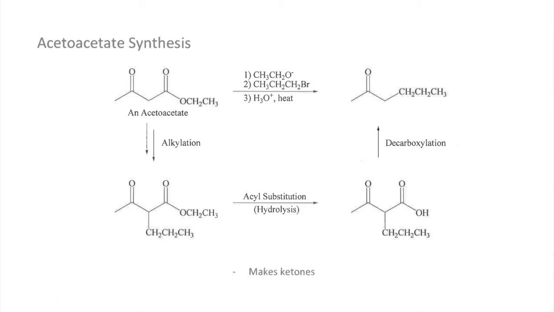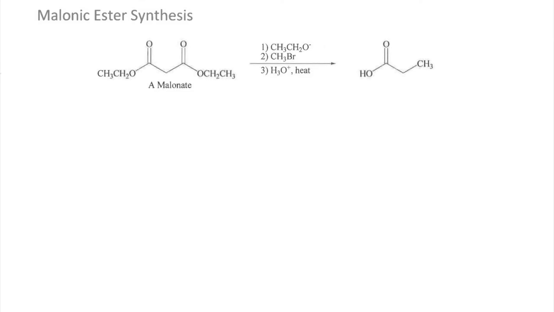reagents and simple chemistries. A very related synthetic strategy is referred to as the malonate synthesis or the malonic ester synthesis. And it starts off with a malonic ester. So this is what a malonic ester is. It's a dicarbonyl compound. It's actually the ester of what's called malonic acid. It's a diacid. So here I just have diethyl malonate.